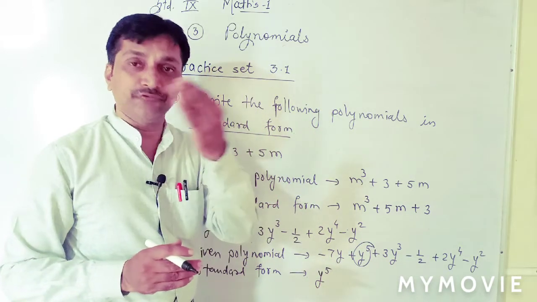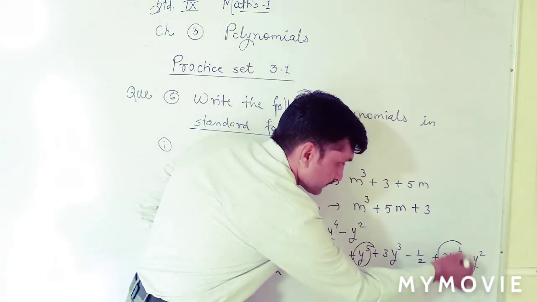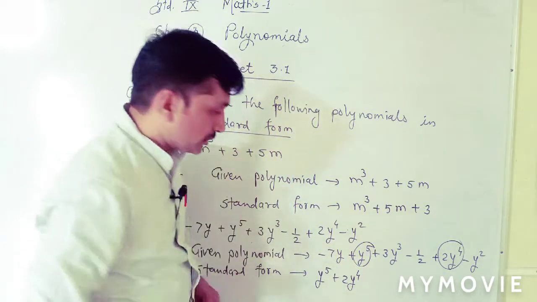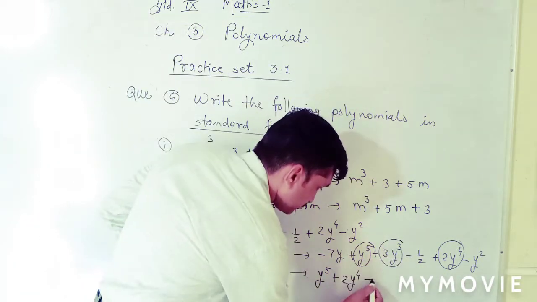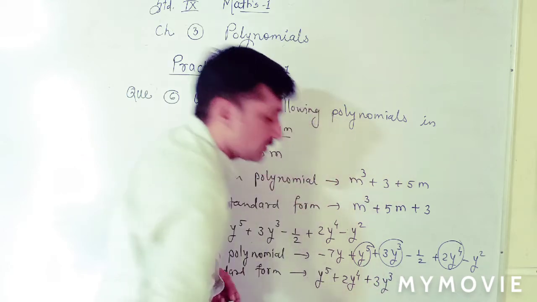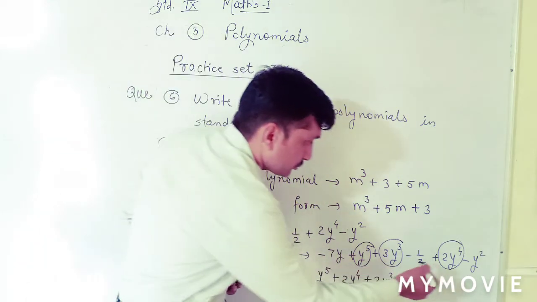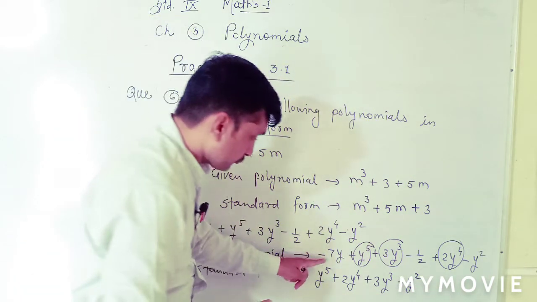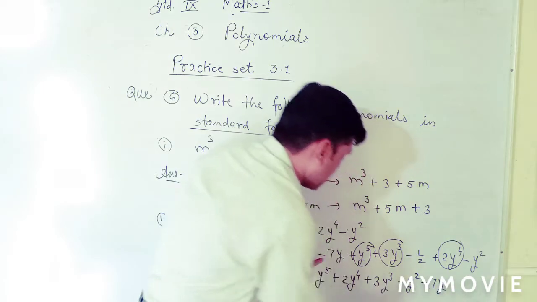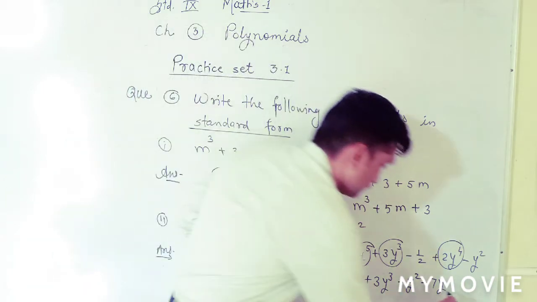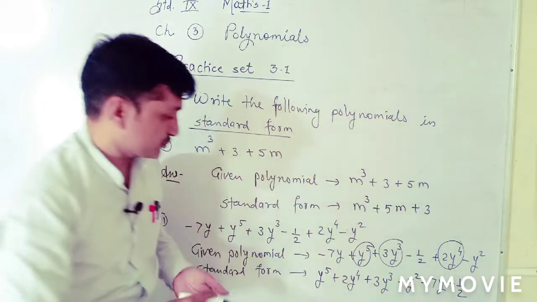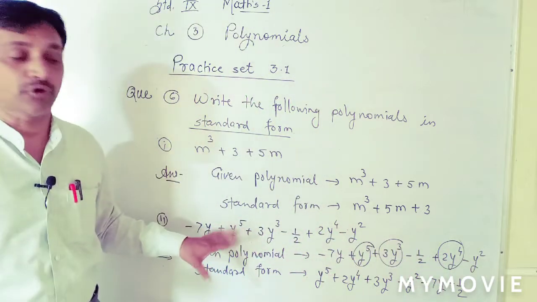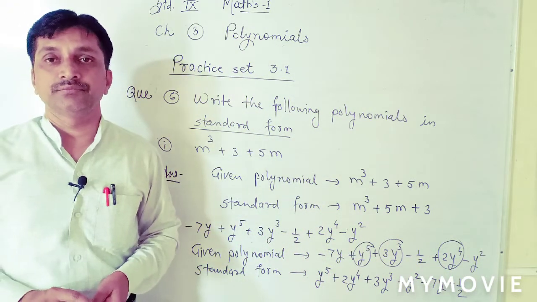After power 5, 4. Write 4. 4 is here: plus 2y raised to 4. After 4, power 3. Power 3 is here: 3y raised to 3. After 3, power 2. Power 2 is here: minus y square. After square, power 1. Power 1 is here: minus 7y. And after 1, the constant at last: minus 1 upon 2. Now arrange: 5, 4, 3, 2, 1 and 0. This is the standard form of this given polynomial.